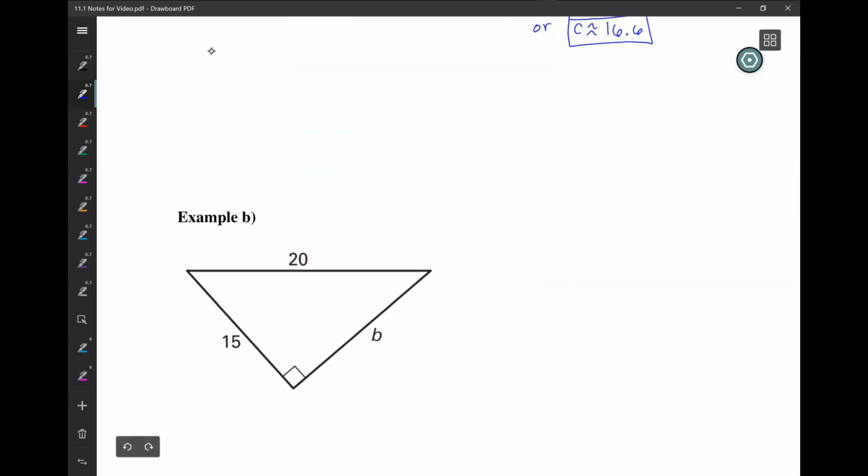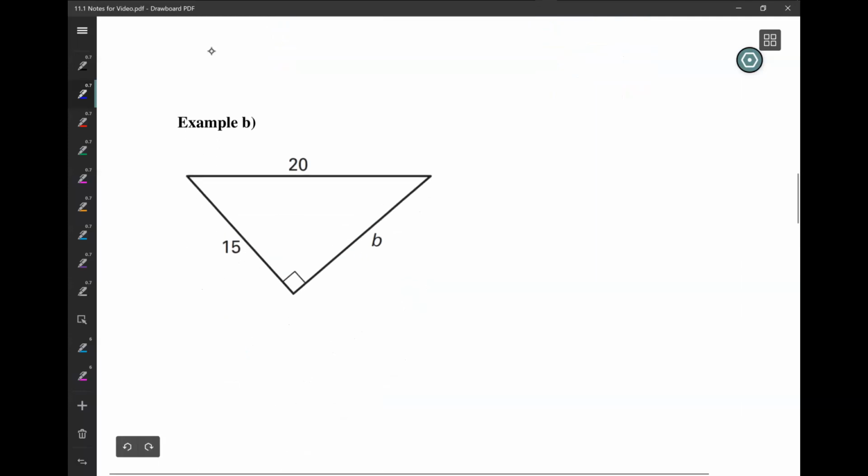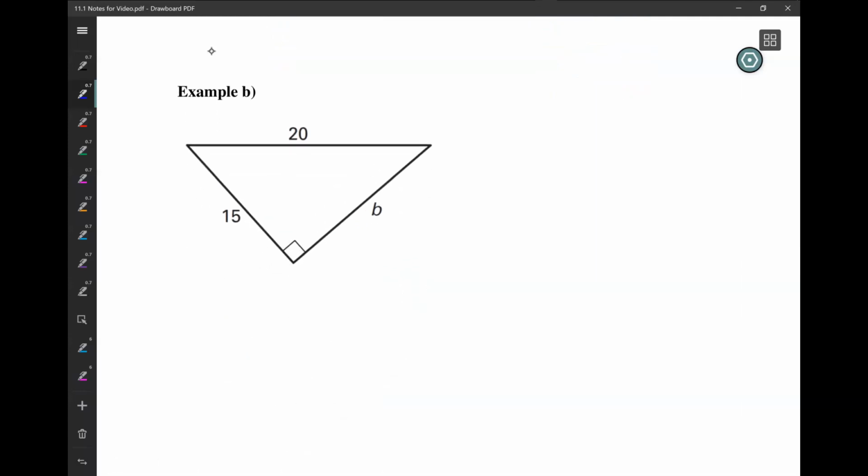All right, I'm going to go backwards and look at example B. In this one, I have 15, 20, and b. The side across from the right angle is 20, so 20 is the hypotenuse, and the 15 and the b are legs.